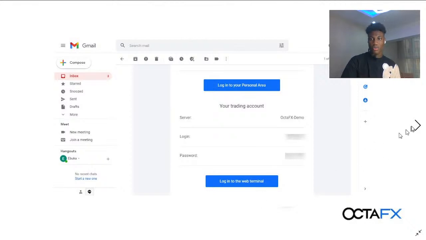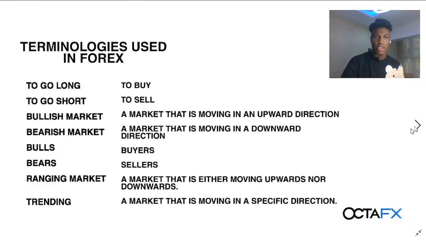Okay, welcome. Now, the first thing we're going to talk about today is terminologies used in Forex, right? It's important that when you're trying to trade the market, or if you're around a group of traders or analysts and they're using some terms, you wouldn't want to get left out or confused. So these are the terminologies, and these are their meanings.